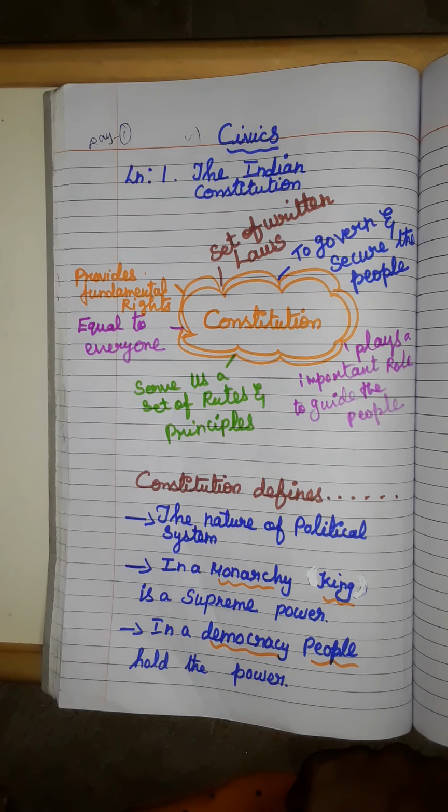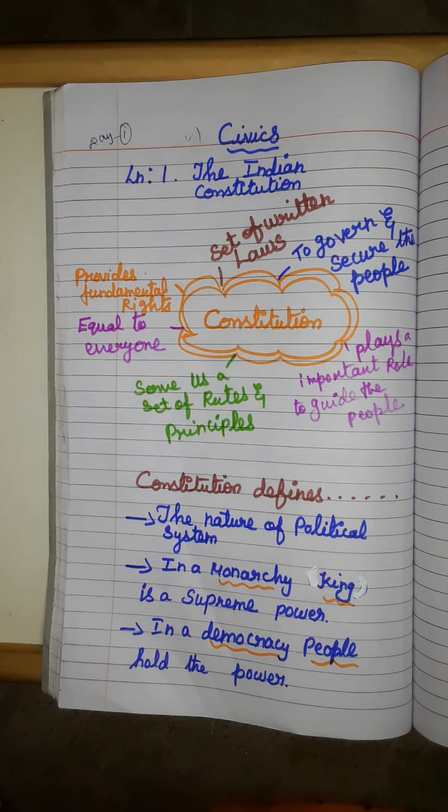Constitution means a set of written laws to govern and secure the people. Then it provides the fundamental rights that are equal to everyone. Then it serves as a set of rules and principles. Then it plays an important role to guide the people. There are 5 points about the Constitution. Then the Constitution defines the nature of the political system. In a monarchy, the king has supreme power. In a democracy, people hold the power.